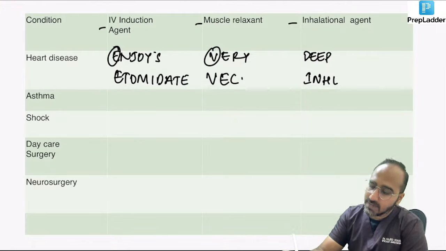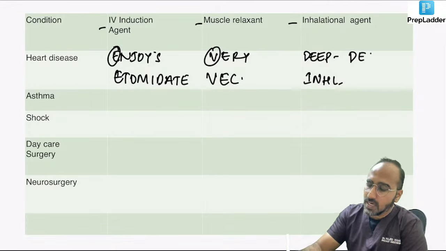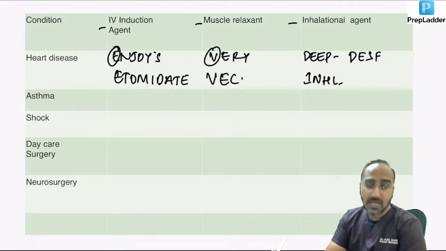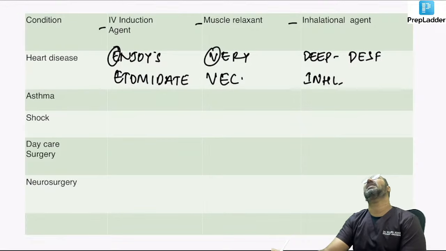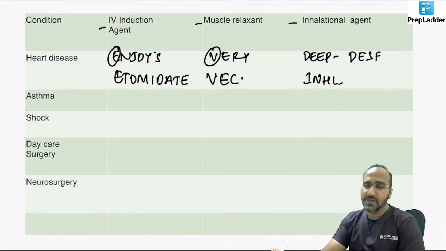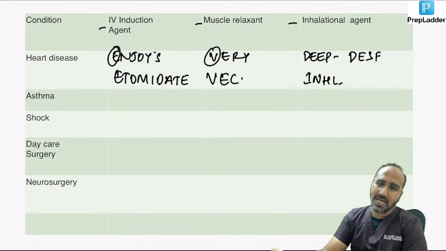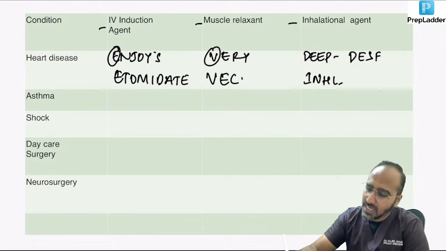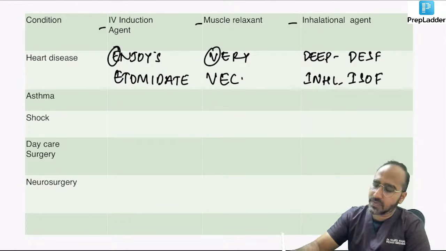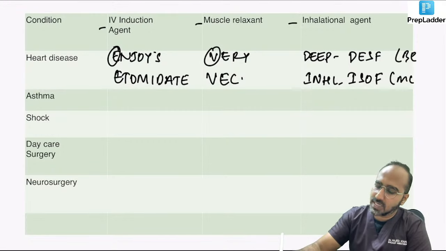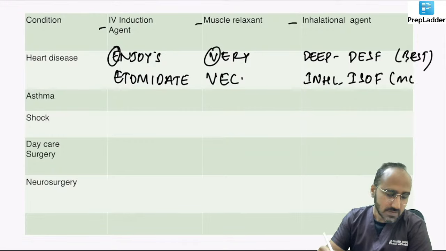Next, inhalational agent, which is the inhalational agent, guys. Remember, the best inhalational agent is what? Desflurane. But again, desflurane cannot be used. Why? Because desflurane is commonly kept in a vaporizer, which is very costly, as it is having a low boiling point. It is a very costly vaporizer. Hence, we are not using desflurane. We are commonly using isoflurane. Okay? Isoflurane is the most commonly used. Best is desflurane.